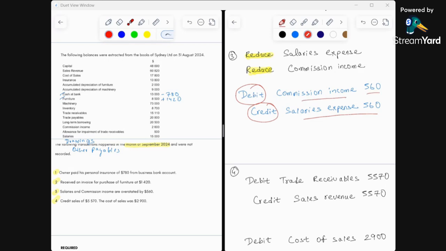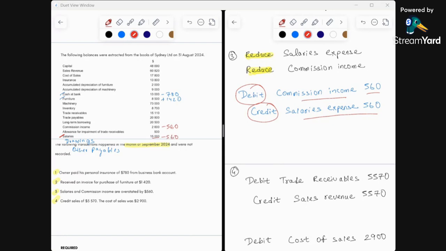Okay? Now, how do we reflect this in the balances we have already got? So we have to first reduce the commission income by $560. So we originally had a balance of $2,600 for commission income. All right. Now we will reduce it by $560. So $2,600 minus $560. And for salaries, we originally had a balance of $15,000, and now we will reduce $560 from there as well. Okay.